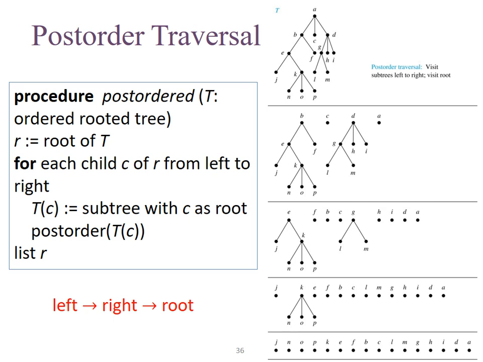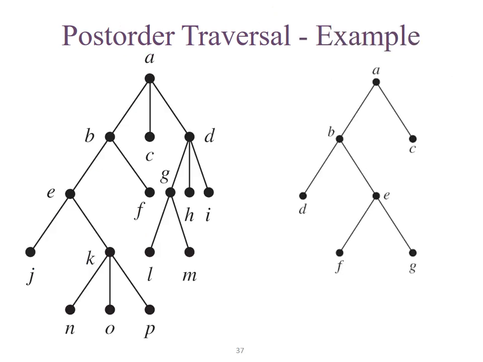Okay, so maybe just try the last example. What's the post-order traversal for the same tree? Okay. Wait a second. E, F, G, E, B, A, C, right? And A. Okay, very good.